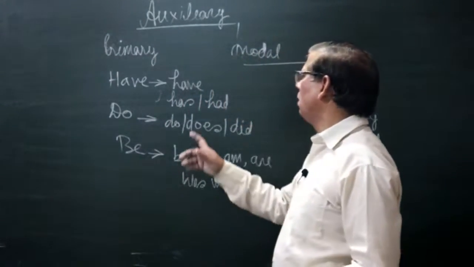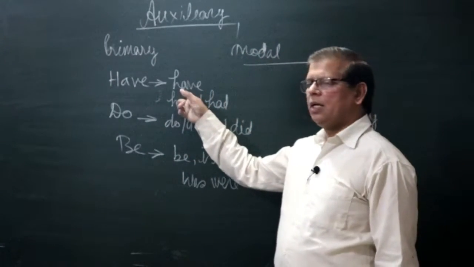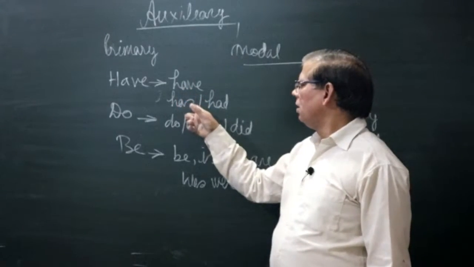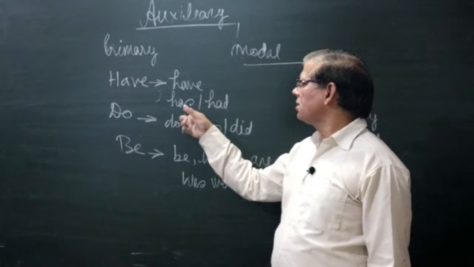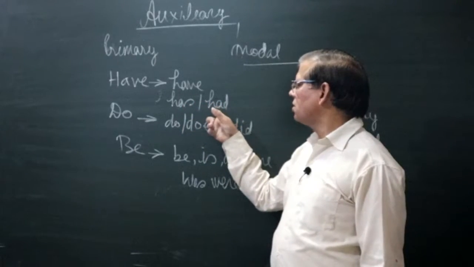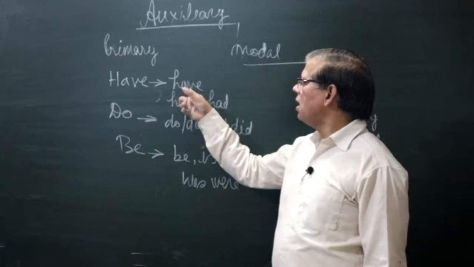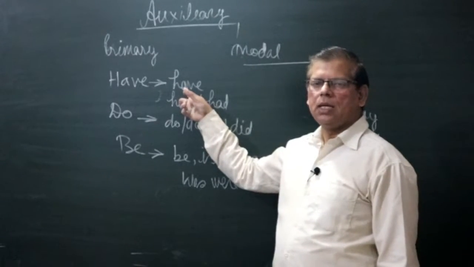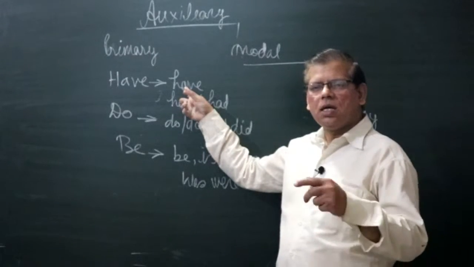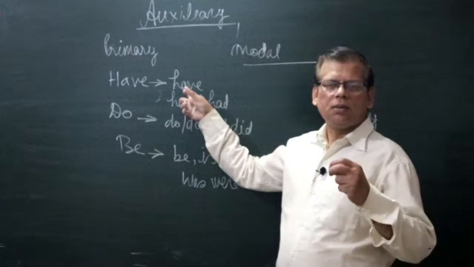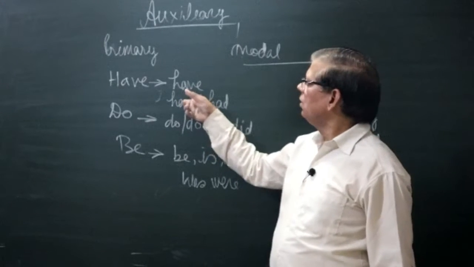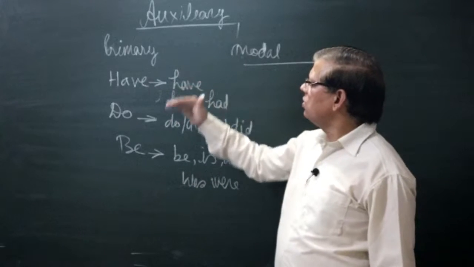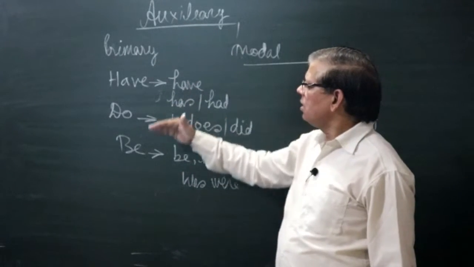For example, I have a pen. Here have is the main verb. He has two pens. He had two dolls. And now if I say I have written my work, I have done my work, here have is an auxiliary and done is the main verb. So they act as main verb as well as auxiliary, so they are called primary auxiliary.